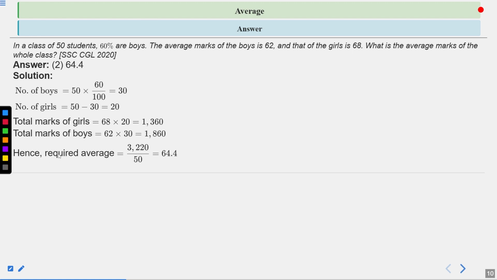So our required average will be, we add up 1360 plus 1860. We get 3220 upon 50, which equals 64.4 as the average. So second is the correct answer of this question. Next one.